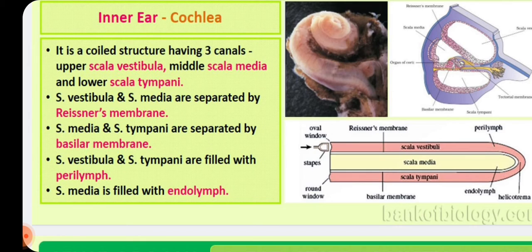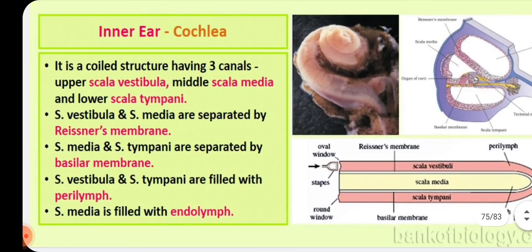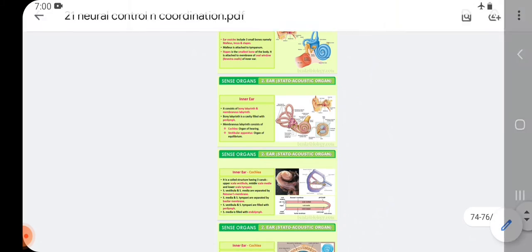Like I said, the membranous labyrinth is surrounded by perilymph, whereas inside it there is the endolymph. Then the scala vestibuli and the scala tympani are filled with the perilymph, whereas the scala media is filled with the endolymph.